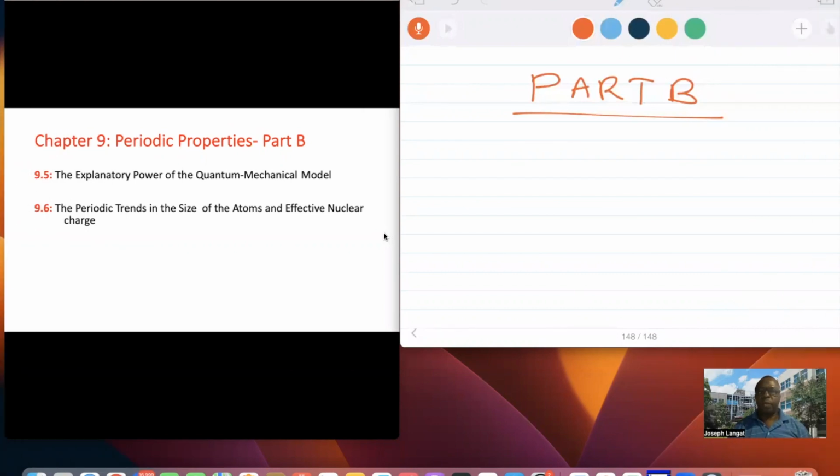Welcome to part B of our lecture. In part B, we will go through sections 9.5 and 9.6, where in 9.5, we will see how the quantum mechanical model we covered in chapter 8 is used in explaining the trend in chemical properties of elements on the periodic table. And lastly, in section 9.6, we look at the periodic trend on the periodic table, that is the size of the atom and effective nuclear charge.